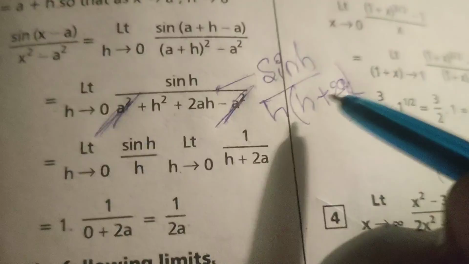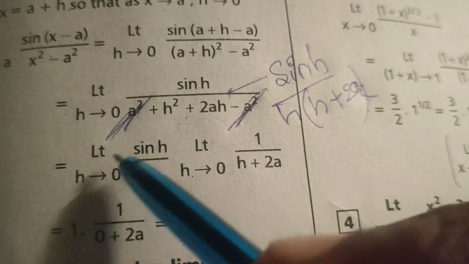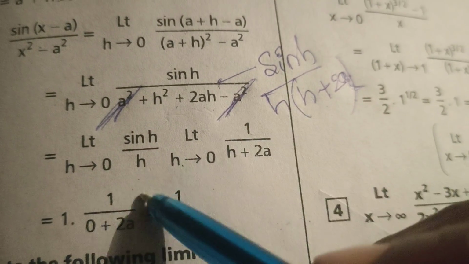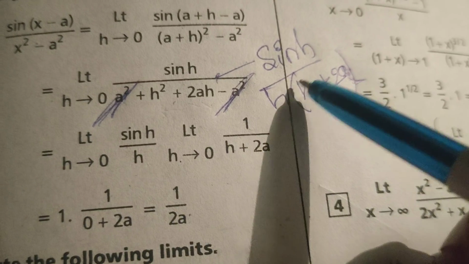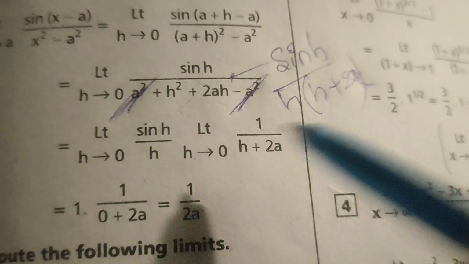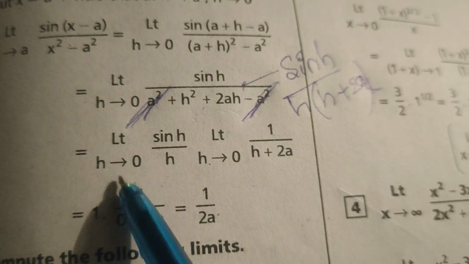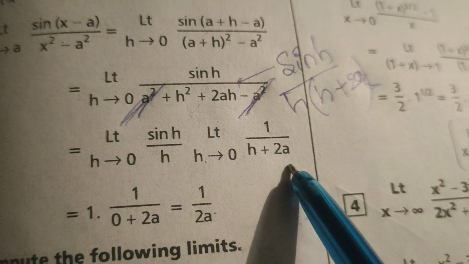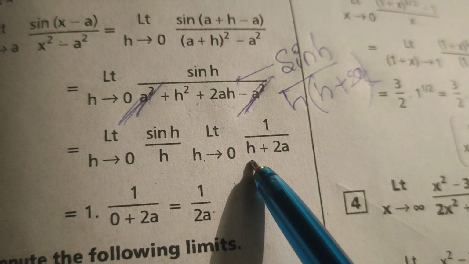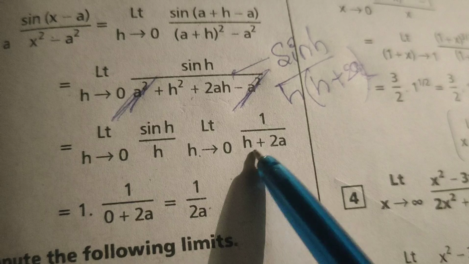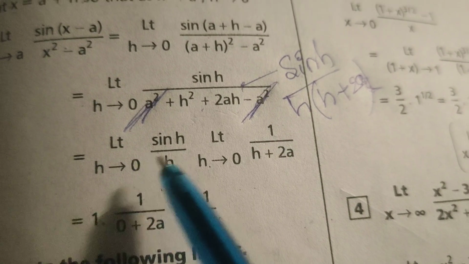Splitting into the limits here: limit h tends to 0, sin h / h, limit h tends to 0, 1 / (h + 2a). Then only substitute 0 in place of h. In place of h, 0, we'll get 1 / 2a.